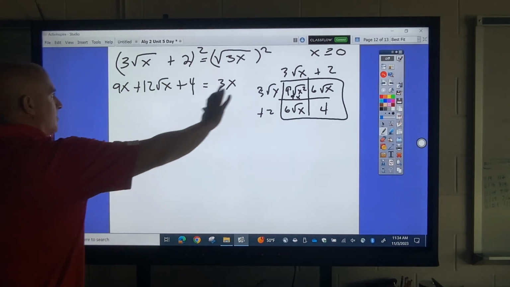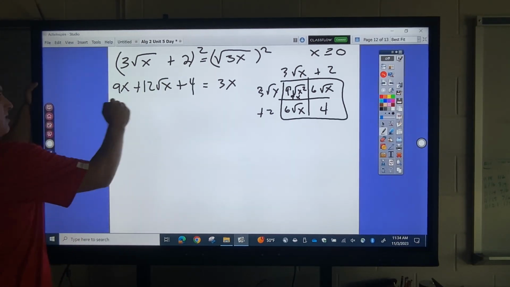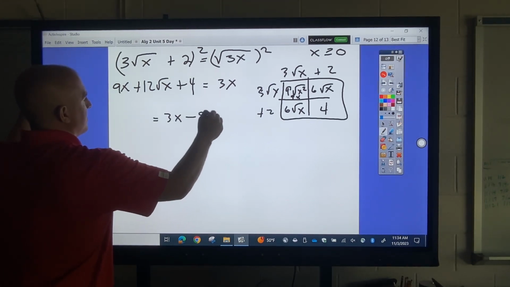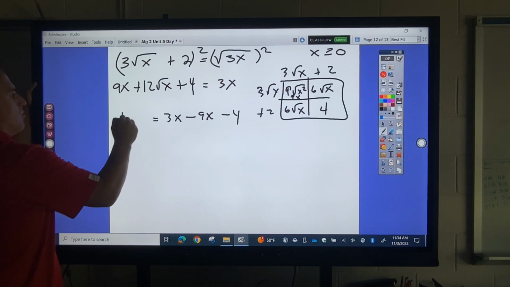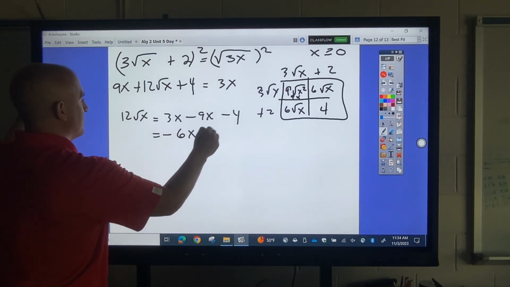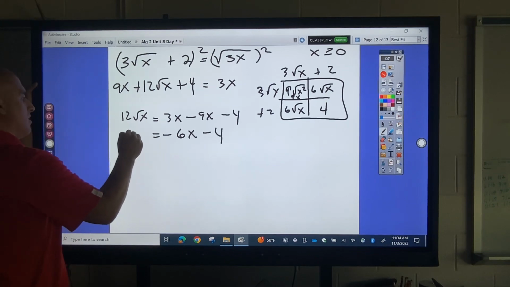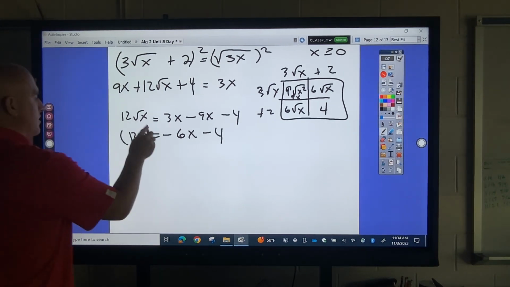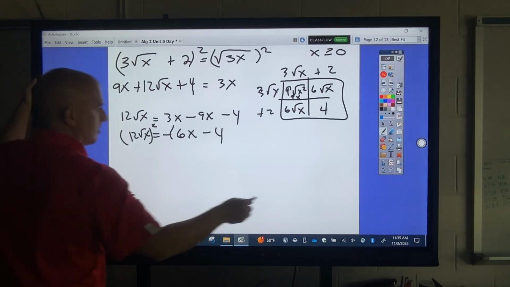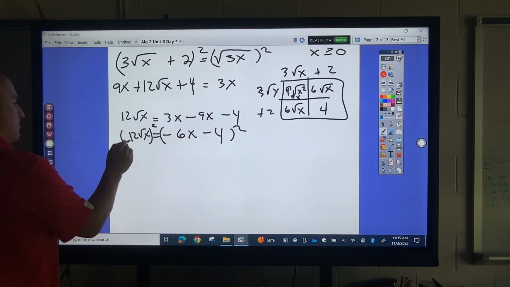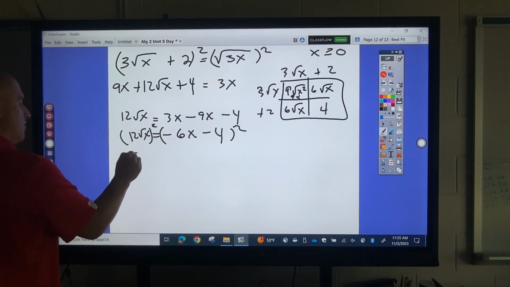Now what I want to do is move that stuff over here. So I've got 3x minus 9x minus 4. And I got 12 square root of x. So that's negative 6x minus 4 equals 12 square root of x, okay? Now, what I want to do is square both sides. Okay, so that's going to be 12 squared is 144 with an x in it.